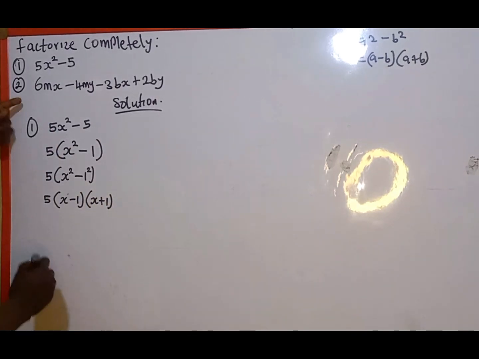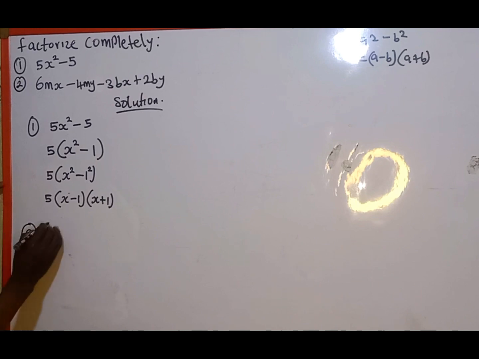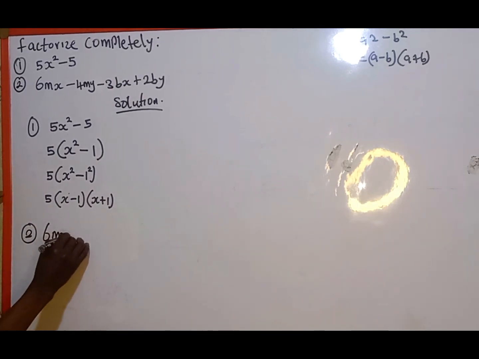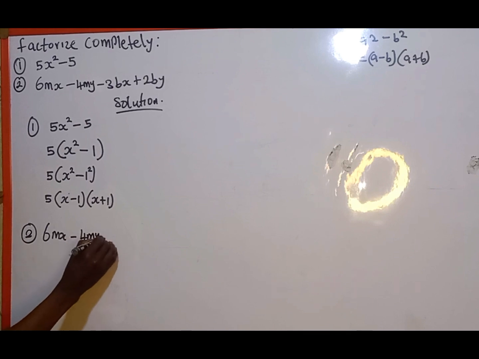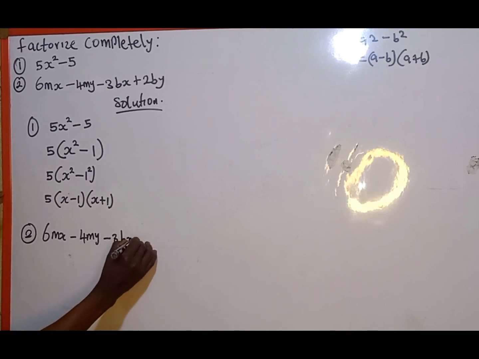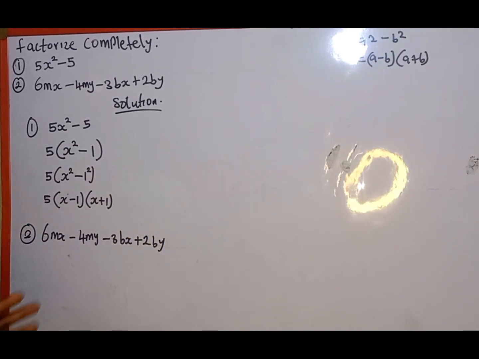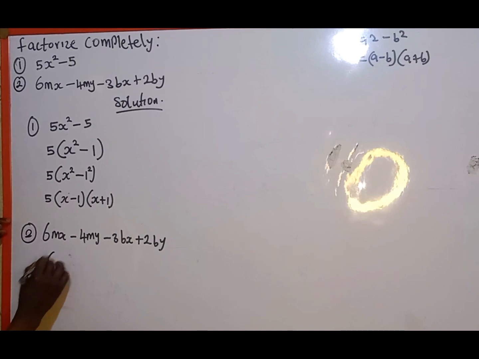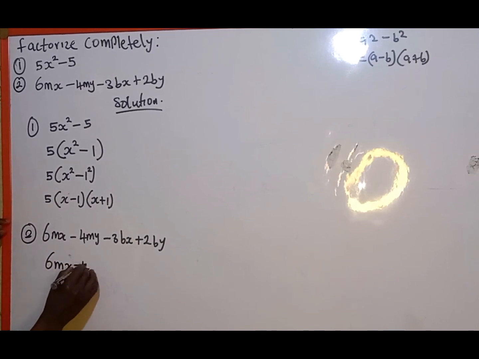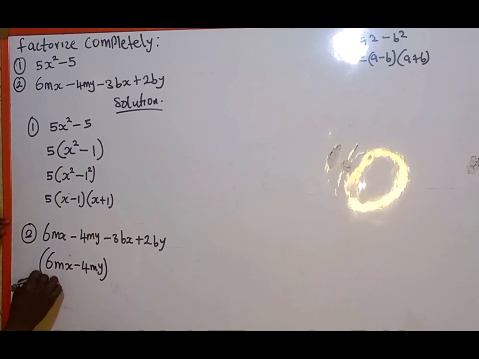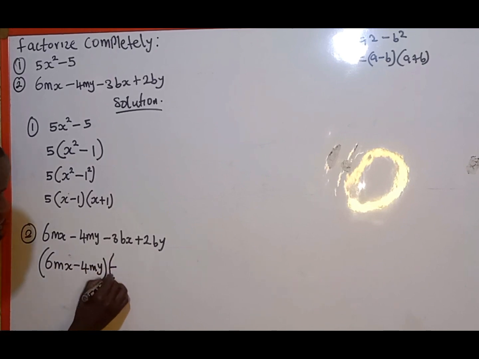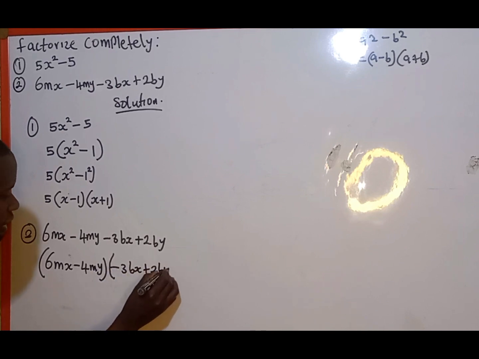So let's see number 2. The number 2 says 6mx minus 4my minus 3bx plus 2by. In this case, we are going to use factorization by grouping. First of all, we are going to group this expression into two terms. So we group the first two terms. We have 6mx minus 4my. So we group it. Then we group the second two terms, which is minus 3bx plus 2by.